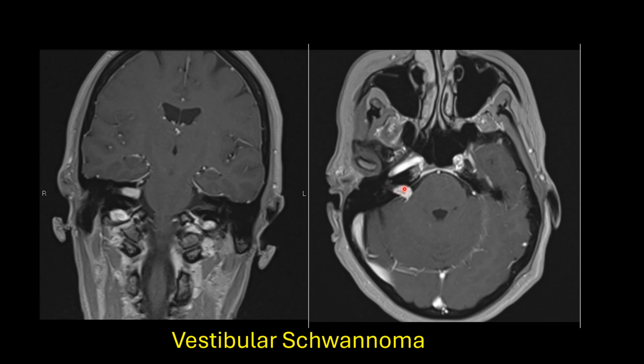You can see a similar level of enhancement in the adjacent vessels. This is the right carotid artery and this is the right transverse venous sinus. So this is an intensely enhancing mass lesion, which is the classical appearance of a vestibular schwannoma.